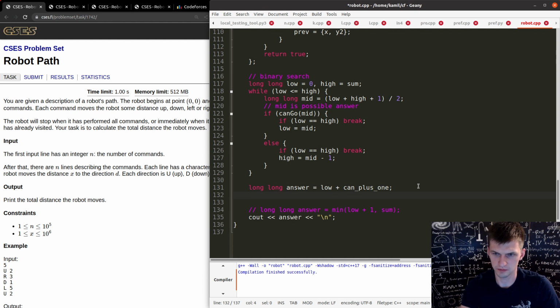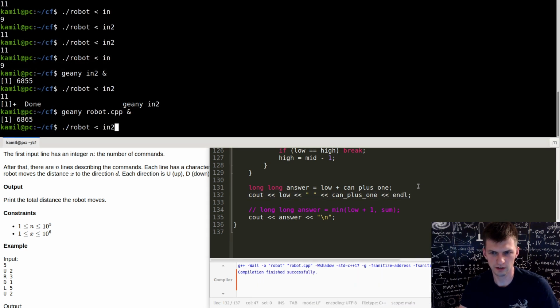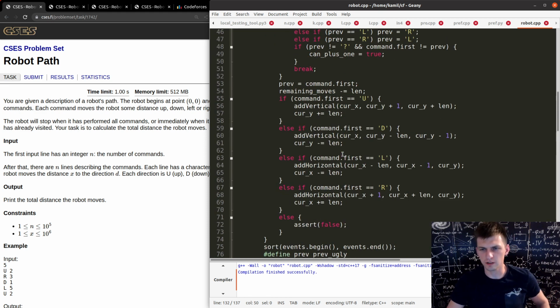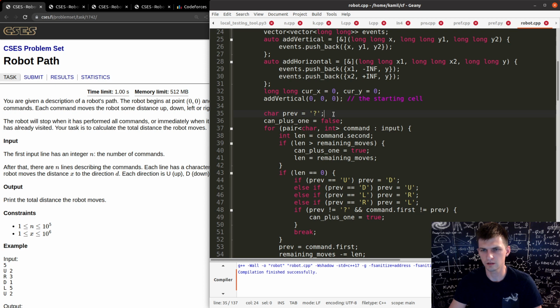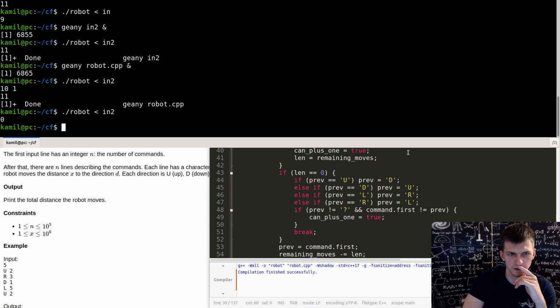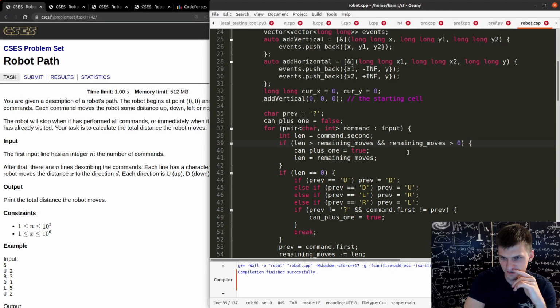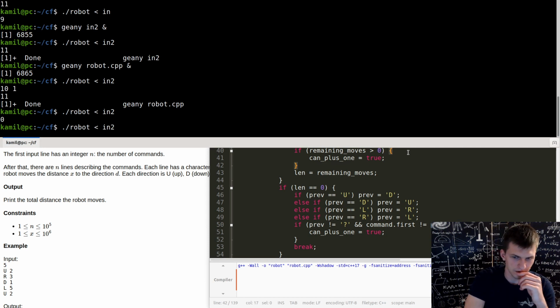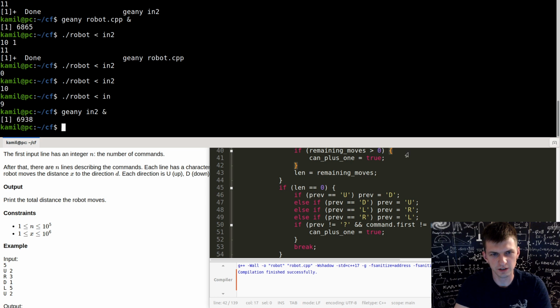Let's print low, and can plus 1 should be 10 and false. It's 10 and true. Okay, so can plus 1 fails. Okay. Only if you decrease to something positive. 0. It works here. Let's test a little bit more.